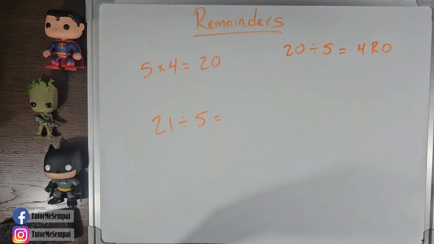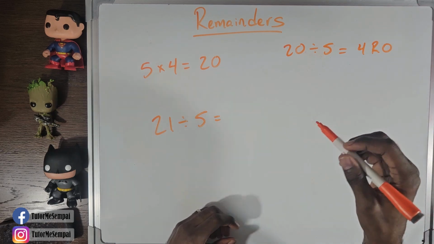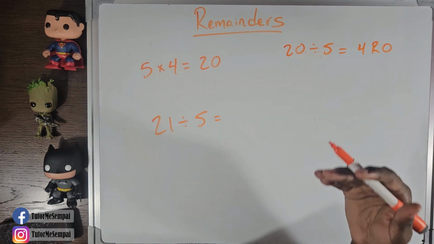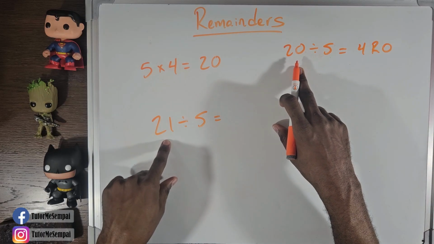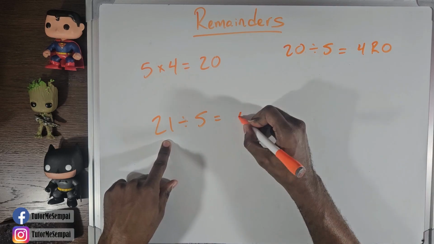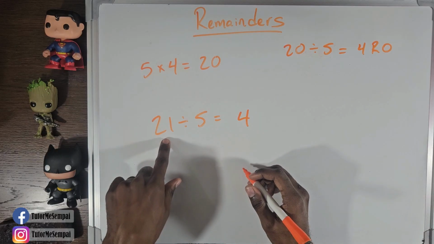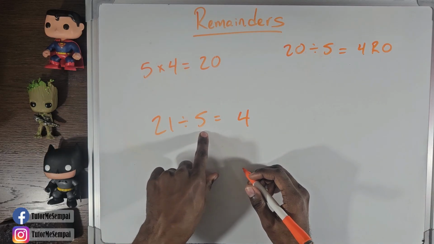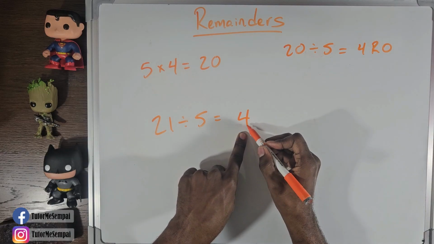However, if we can't equal it, can we get very, very close to that number? If we can get close to the number, we'll take whatever got us closest, and then we'll write the difference as the remainder. So if we know that the closest we can get to 21 is 20, well, what gets us to 20? 4, right? 5 times 4 gets us to 20.